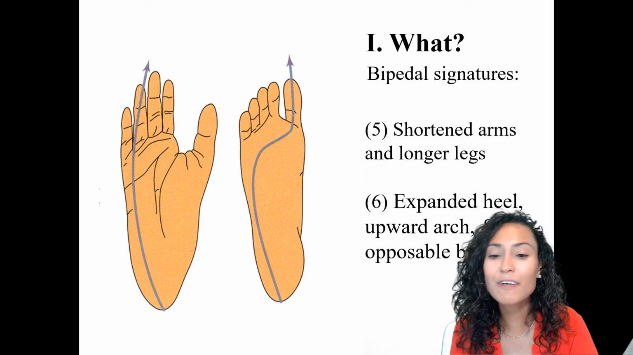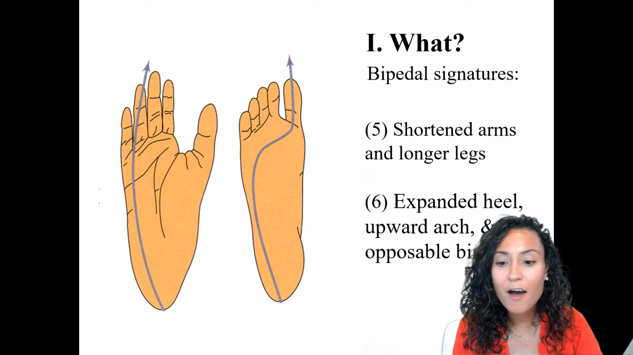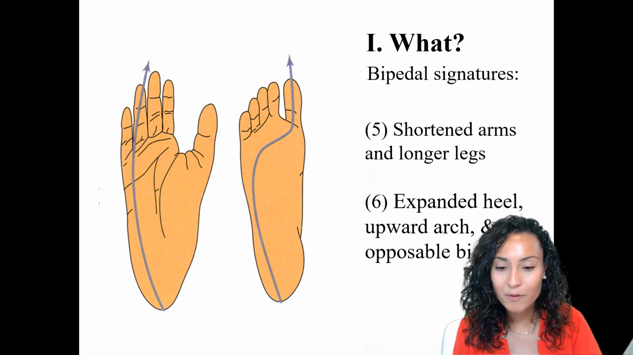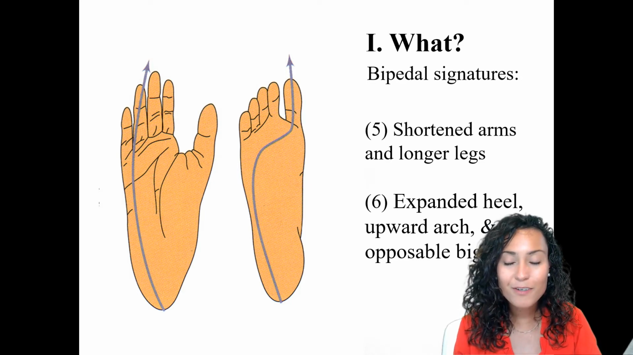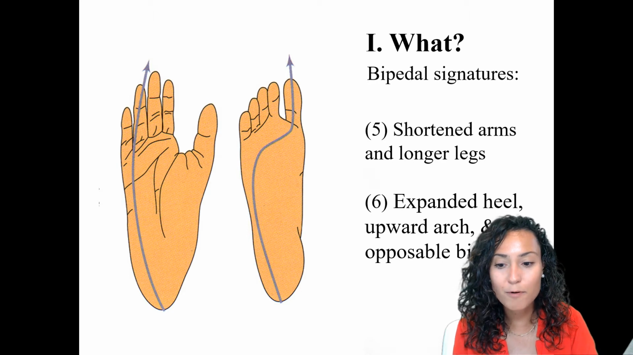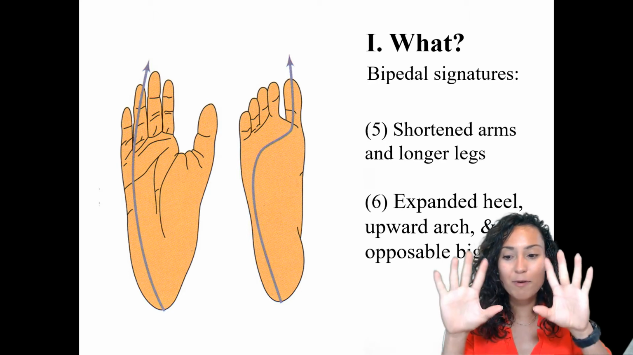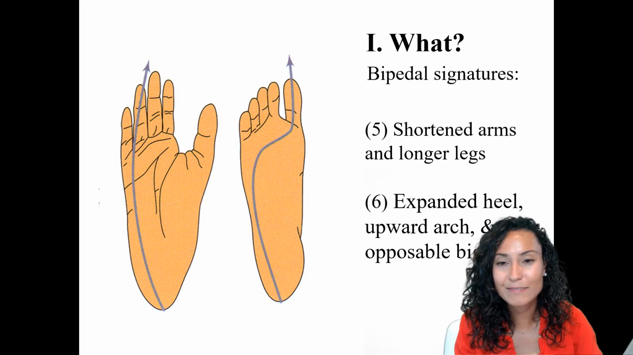Humans also develop what's called a non-opposable big toe, which lies parallel to the other toes and limits lateral movement. Human toes are generally shorter than other primates, which also limits our grasping ability with our feet.